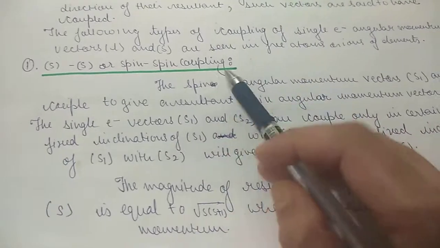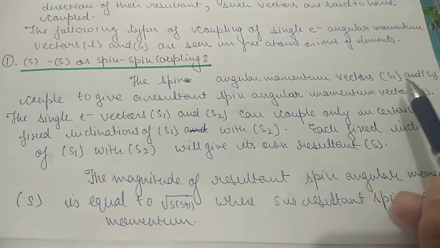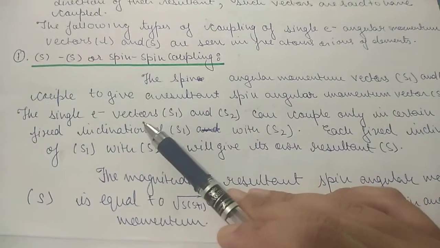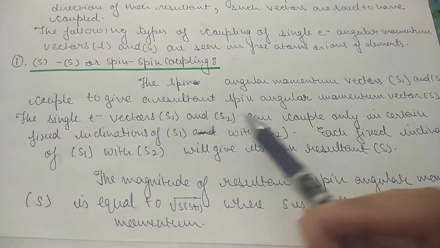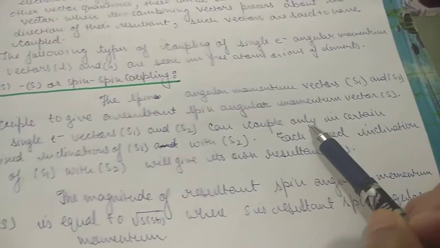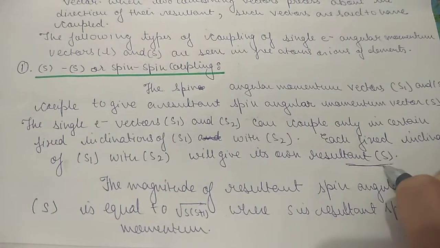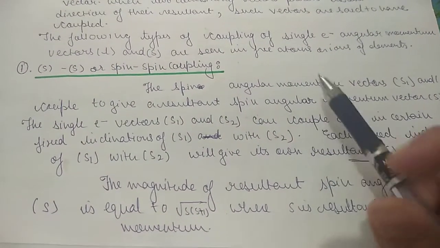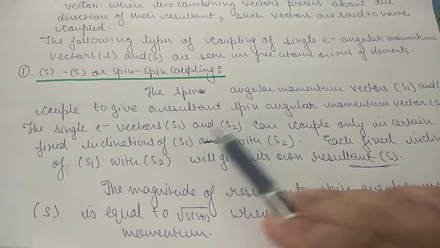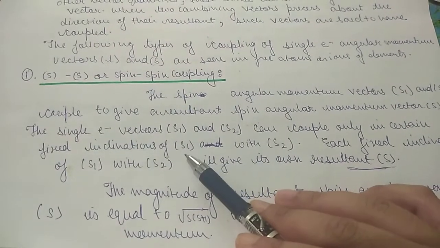First type is SS coupling, or spin-spin coupling. The spin angular momentum vectors S1 and S2 couple to give a resultant spin angular momentum vector S. The single electron vectors S1 and S2 can couple only in certain fixed inclinations. Each fixed inclination of S1 with S2 will give its own resultant S. So S1 and S2 are the two vectors for spin angular momentum.